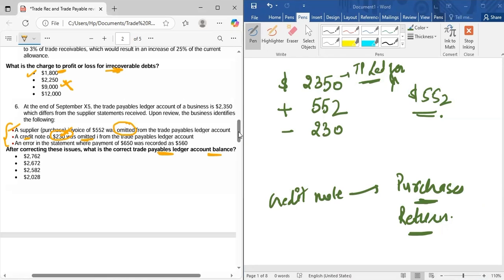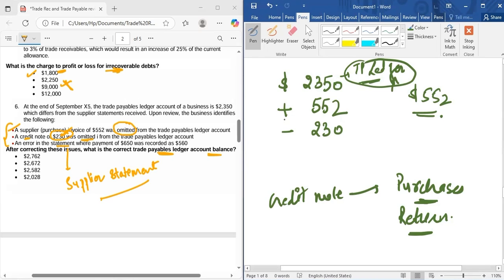Now let's see further. An error in the statement where a payment of $650 was recorded as 560. Now be very careful. They say an error in the statement, which means an error in the supplier statement. Some mistake was made in the statement which the supplier has sent. But here we are correcting our trade payables ledger account. So this error, which relates to the supplier statement, will not have any impact here. We will not do any calculation for this.